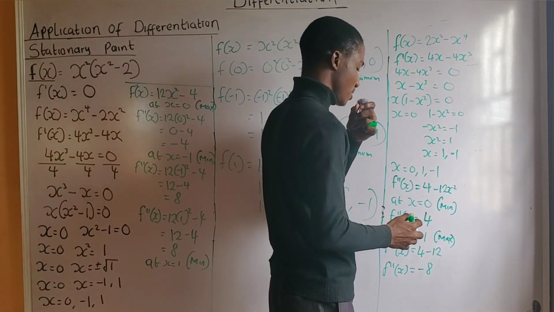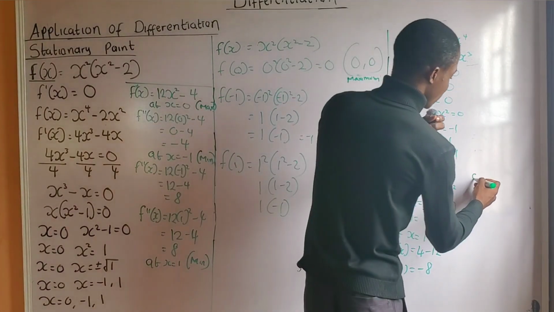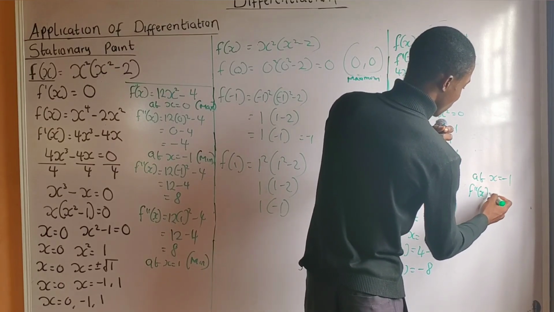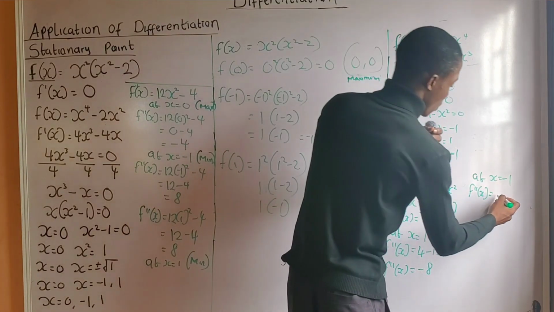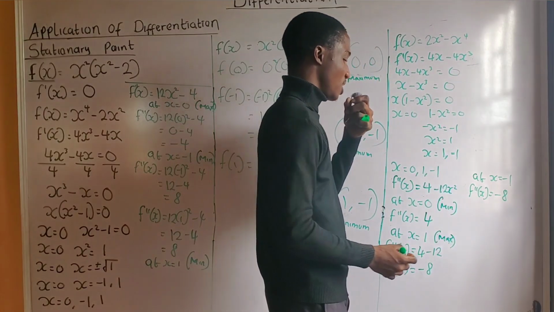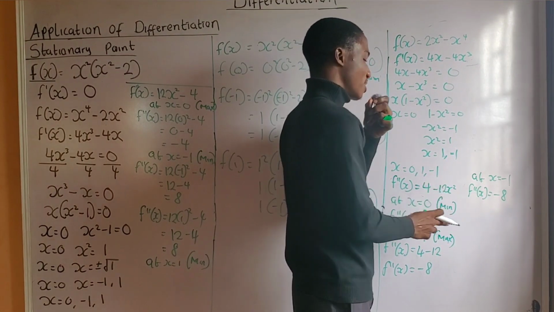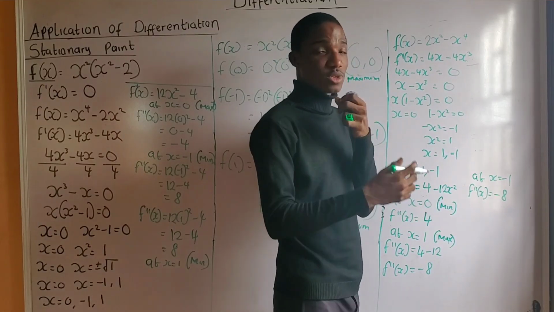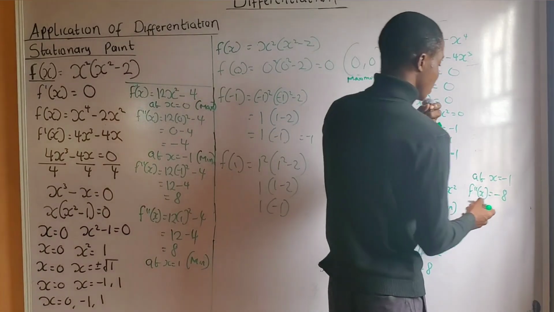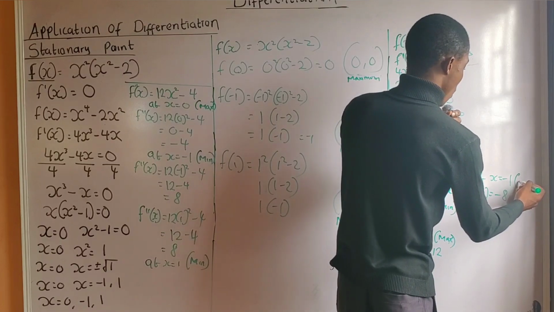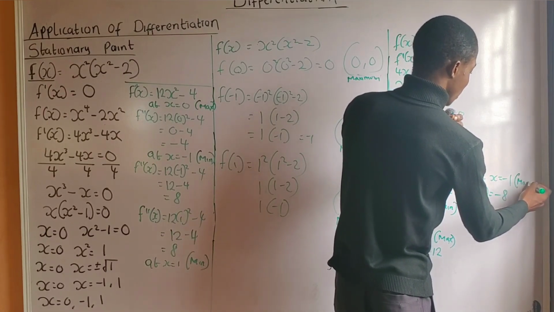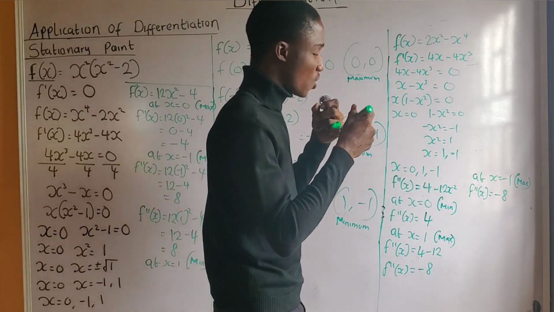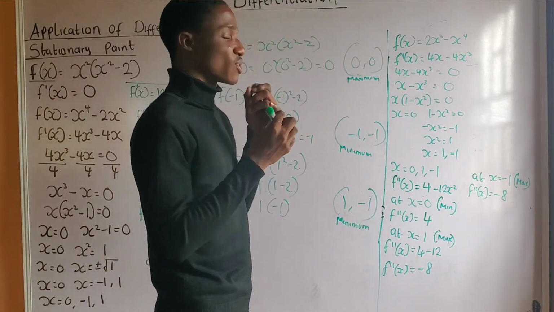We have negative 1. When x equals negative 1, the second derivative of f of x will be equal to -8 as well. Do you know the reason? If you substitute the value of x as -1, -1 squared is what? 1. 1 times -12, -12. 4 minus 12 is what? -8. So at x equals -1, the point is also maximum. You understand? Because now the second derivative is less than 0. Okay, so I've done the second derivative test.